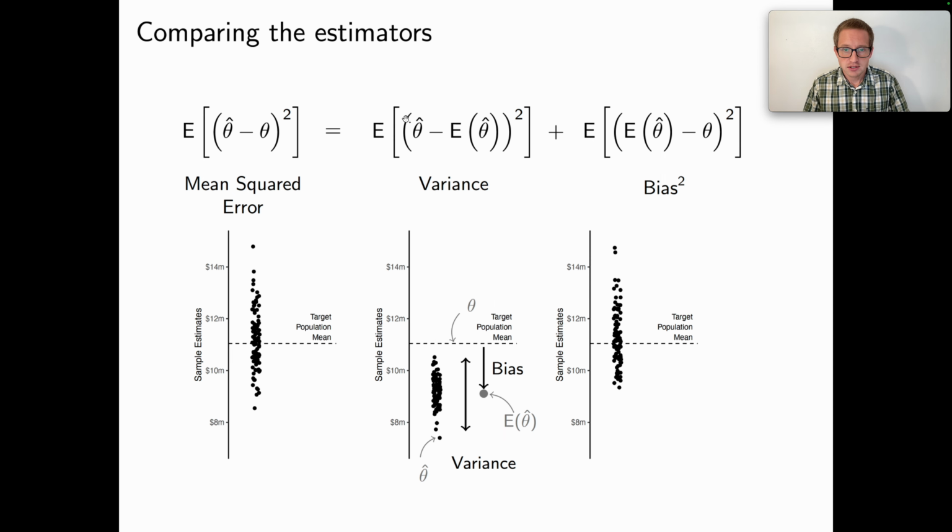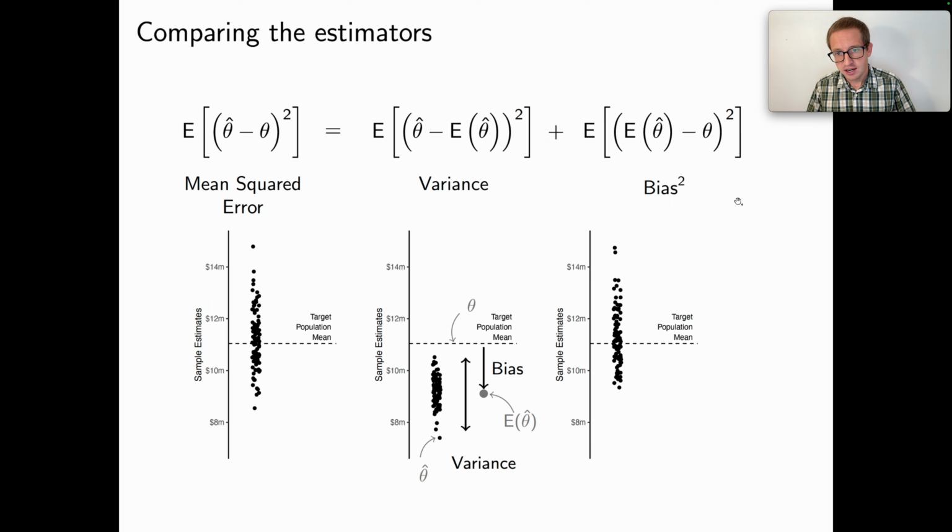Now, this first term in the decomposition of mean squared error is variance. This is the expected value of the squared difference between theta hat and its expectation. That's a mouthful. So what does that mean down here in the figure? That means on average, over all these sample estimates, what's the squared difference between the estimate and the average of the estimates? This tells us how spread out these points are here. The variance of this estimator is going to be much bigger than the variance of this estimator.